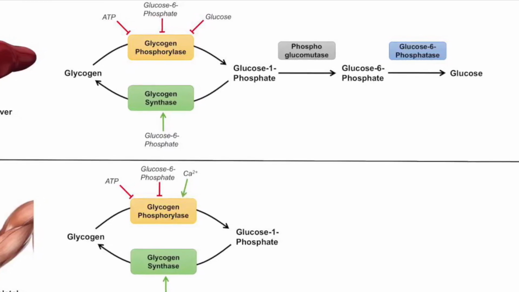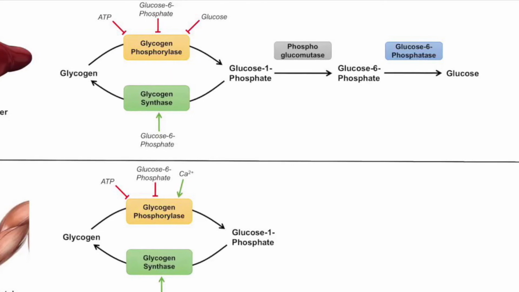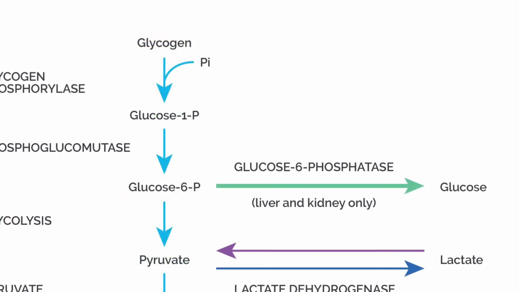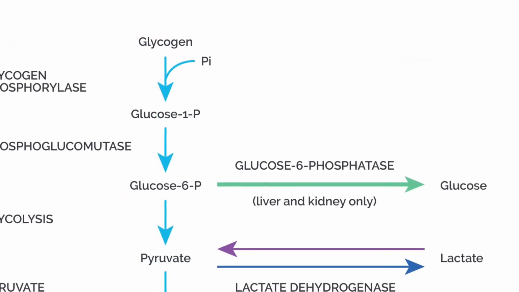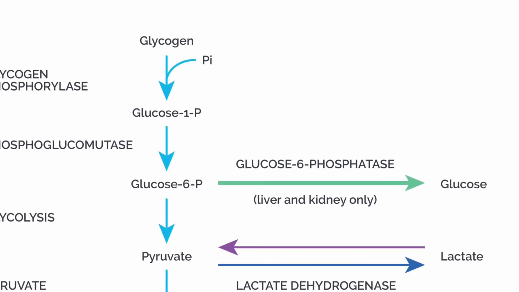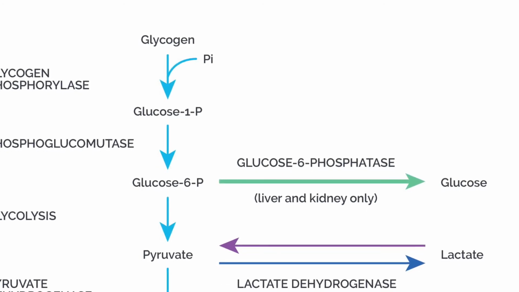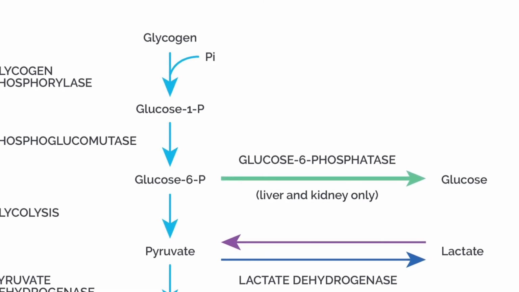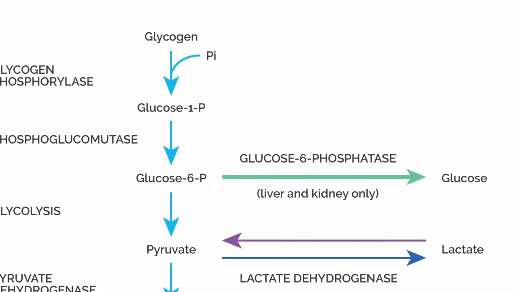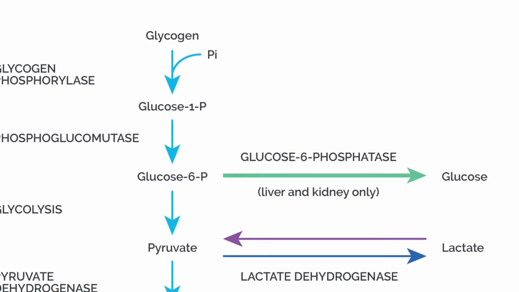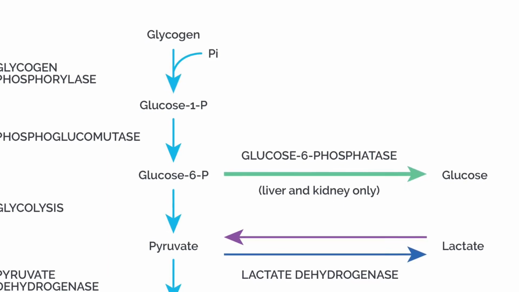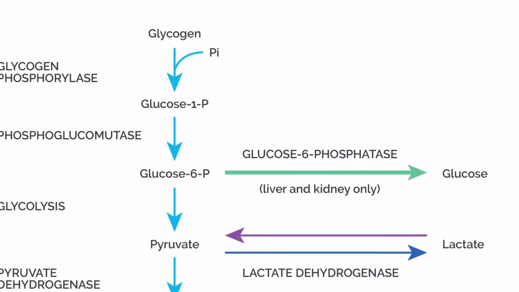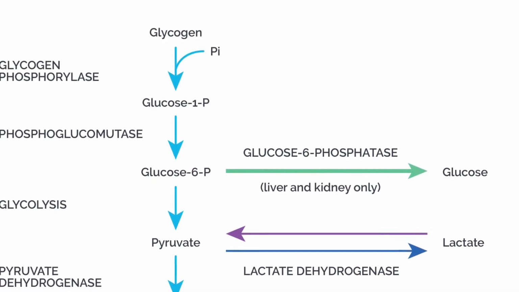But in muscle tissue, you can't make glucose directly. If you need that energy, your muscle turns it into pyruvate or lactate, depending on if it's anaerobic or aerobic and what those conditions are. So that's pretty much the process of how your body gets energy in situations where it might not have access to food, and how it creates it from stored energy.